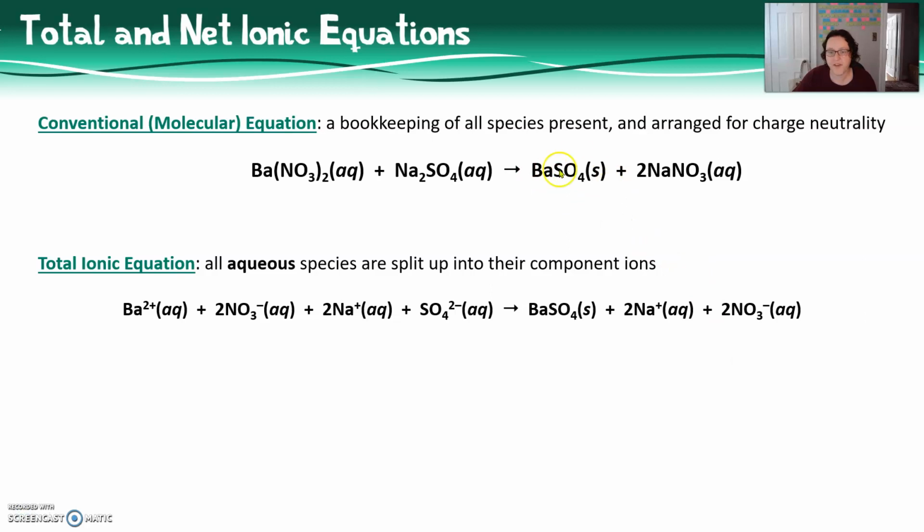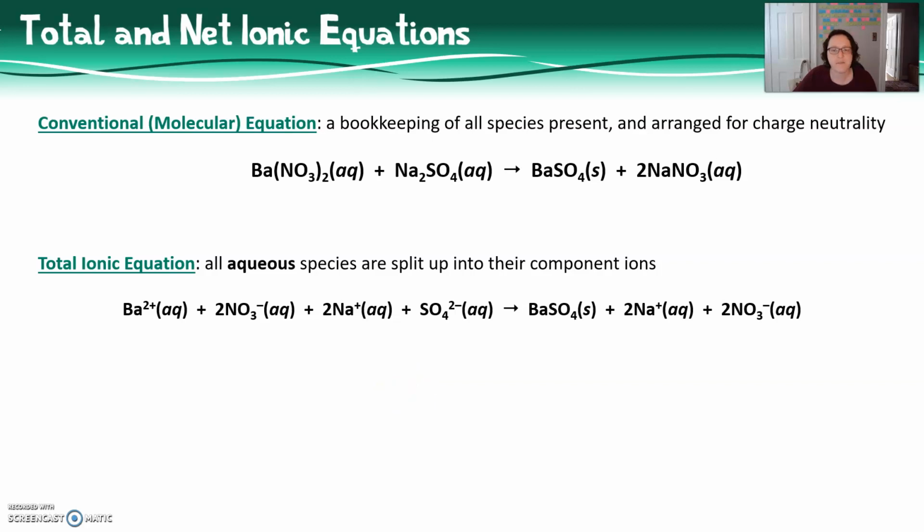The barium sulfate precipitate is the only compound formula that remains the same, as the solid does not dissociate and therefore does not exist as ions in solution, and it retains its solid state label. Next, we eliminate the spectator ions. These are the ions that remain in solution after the precipitate has formed, and they are called spectators because they do not participate in the reaction.